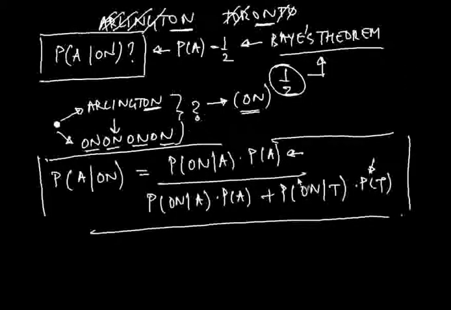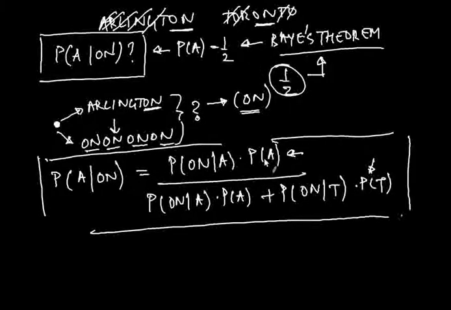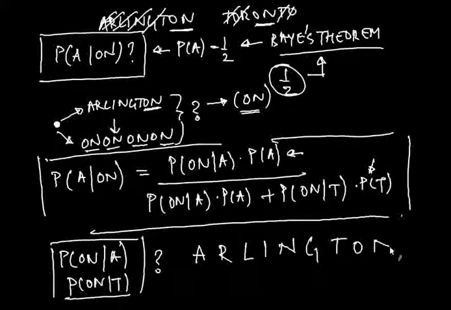Let me go back up. These were half, so we wrote those down over here. So that's simple. But other than that, the terms that we absolutely have no idea about are P(ON given A) and P(ON given T). These are the tricky terms, and we have absolutely no idea what they are. So let's see how we can find these out. So let me just write down Arlington again. And this time I'm just going to write the characters a little far apart. So this is Arlington.